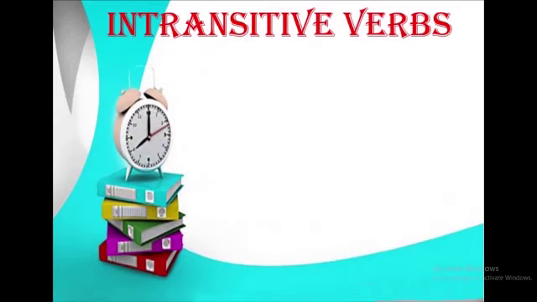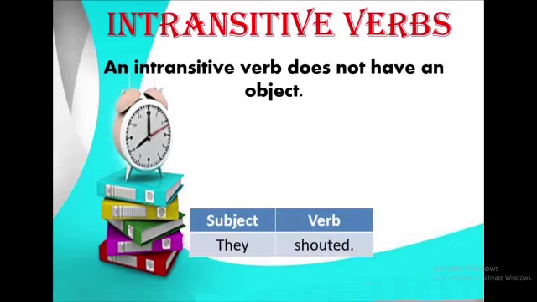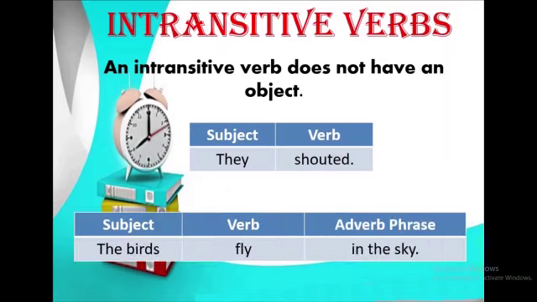Now we'll discuss what is intransitive verb. So let's see. An intransitive verb does not have an object. First example is, they shouted. So this is a very simple sentence. This is conveying a complete sense without any sort of object. So this is intransitive verb.